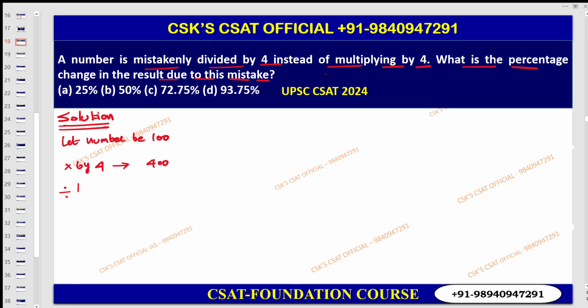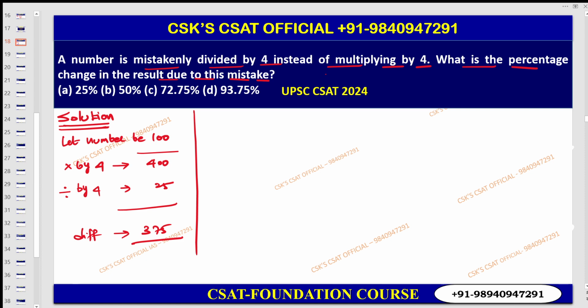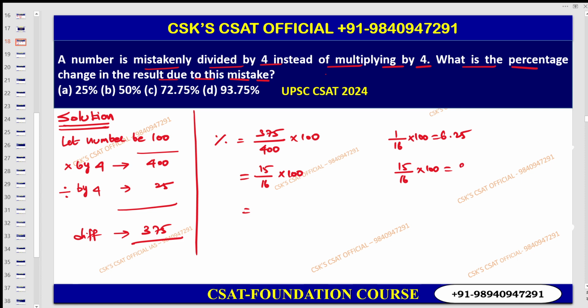When you divide by mistake, mistakenly divided by 4, it becomes 25. So what is the difference here? The difference is 375. Therefore the percentage is 375 over 400 into 100. We can cancel with the 25 table: 15 times here, 16 times here. In your percentage class I taught you 1 by 16 into 100 is 6.25, so 15 by 16 into 100 is 93.75.